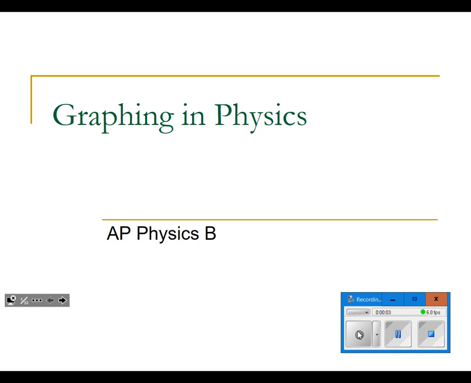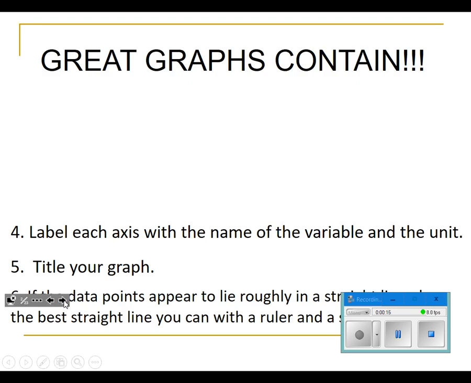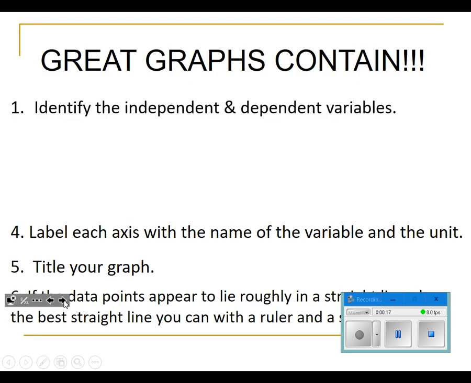All right, ladies and gentlemen, let's talk a little bit about our graphing in physics. We did a little bit of this with one of our worksheets in class, but I want to go over it real quickly with you. Now, in order for you to have great graphs, it has to have certain things.